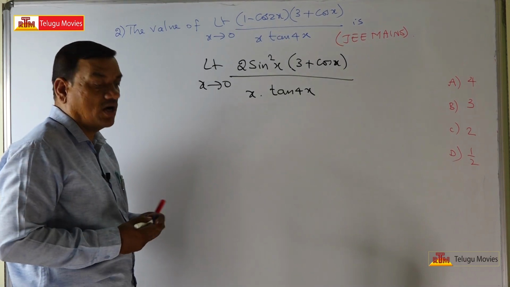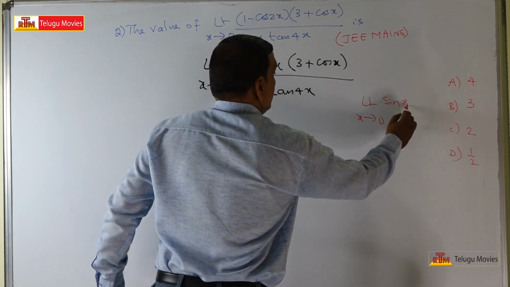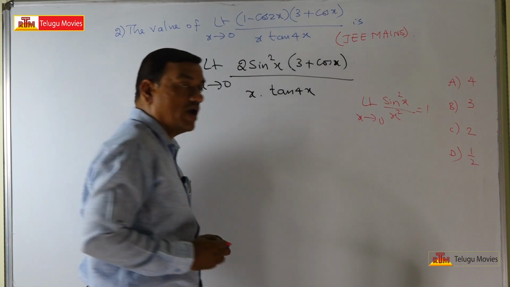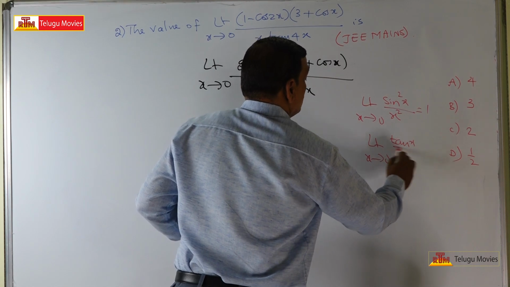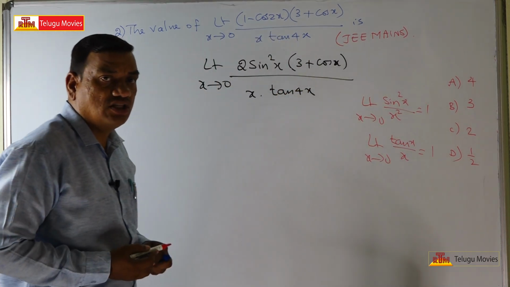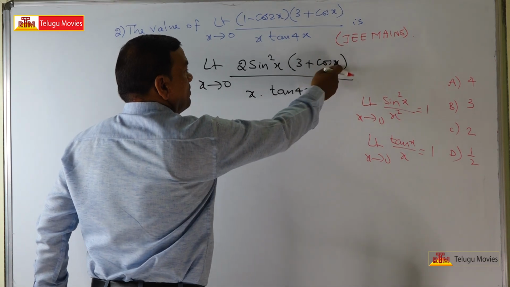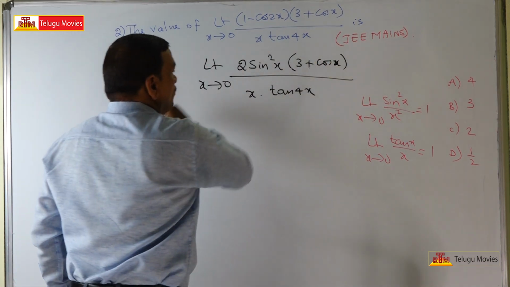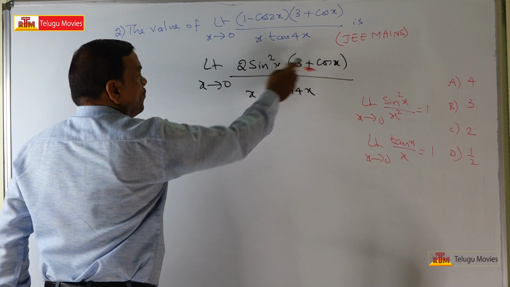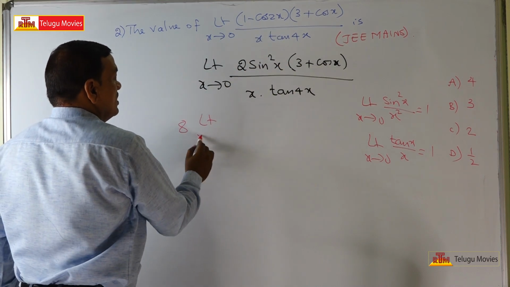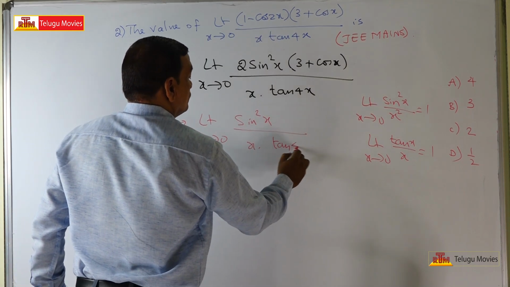Here I use these formulas. What are the formulas? Limit as x tends to 0 of sin x by x is 1, of course sin square x by x square is also 1. At the same time, limit as x tends to 0 of tan x by x is also 1. If you observe these formulas, it becomes very easy to find the answer. So 3 plus cos 0 means 3 plus 1, 4, and 4 twos are 8. Take 8 outside. So this is limit as x tends to 0 of sin square x by x tan 4x.